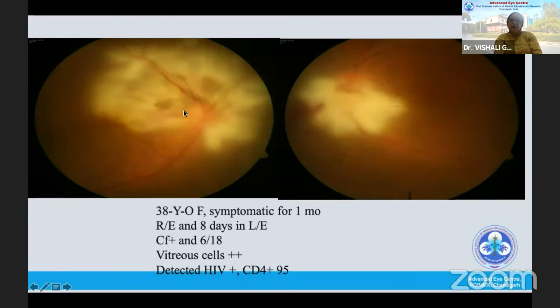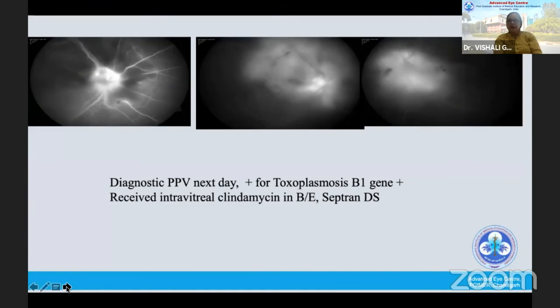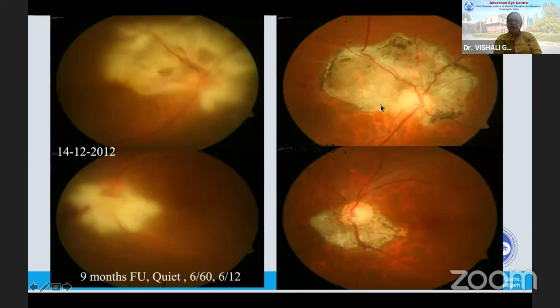Now, this is an example of a patient who has optic nerve involvement. You can see bilaterality with vitreous cells, counting fingers in the right eye, and he is also HIV positive with a CD4 count of 95. So honestly, it's not really toxo like a horse, it's not written on your face. So we did the diagnostic PPV, which showed a Toxoplasma B1 gene, and the patient was treated with anti-toxo treatment, and you can see the resolution and the healing of the lesion now 9 months later.